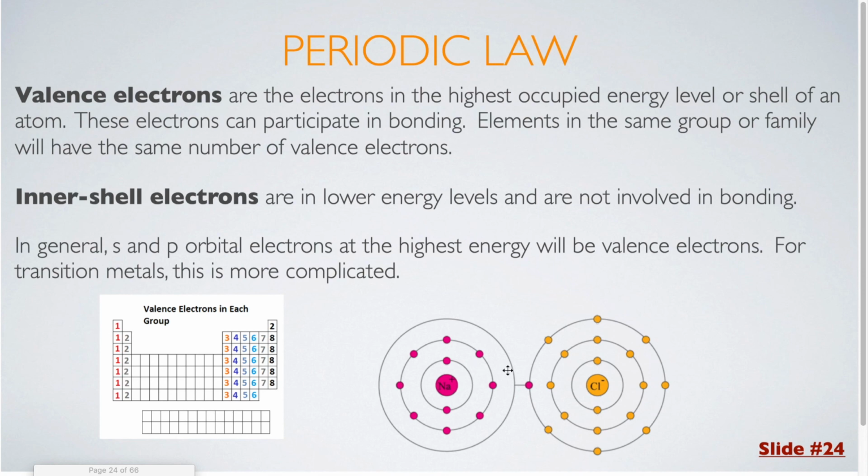In this image right here, you can see how the bonding might occur between sodium and chlorine. Sodium had 1 electron in its last shell, but it gives that electron away to chlorine, which only had 7. Now it can fill in that shell with the extra electron that it takes on from sodium.